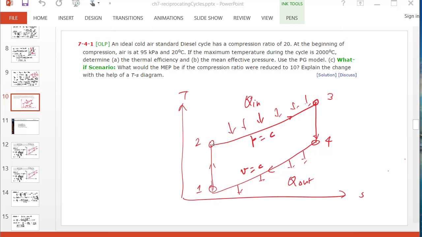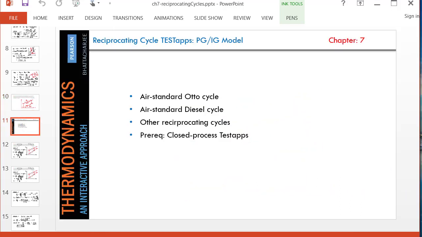In other words, power is delivered by both these processes, 2 to 3 and 3 to 4. And 4 to 1 is a constant volume heat rejection process. Well, I'm assuming you're familiar with the Otto and diesel cycles. They're covered in chapter 7 of your textbook.